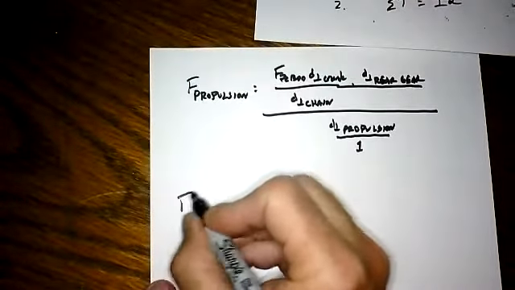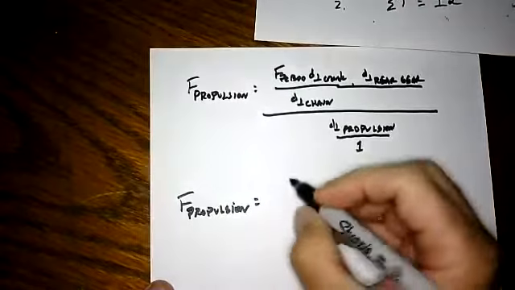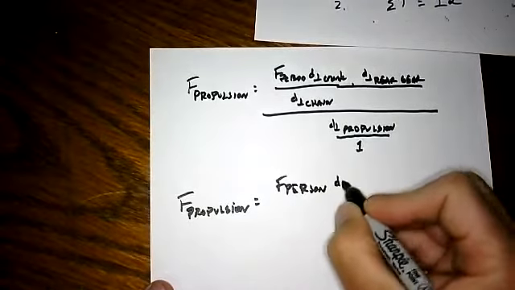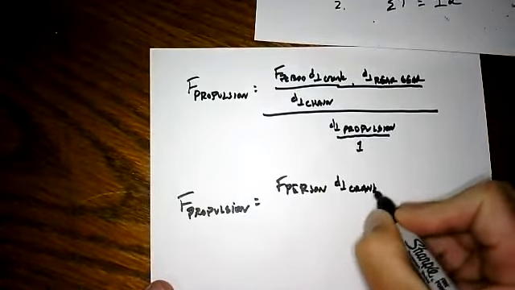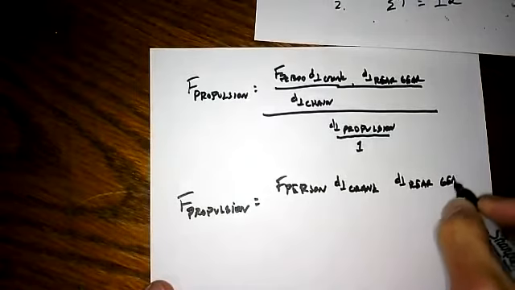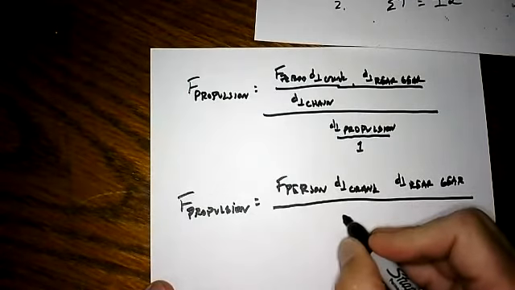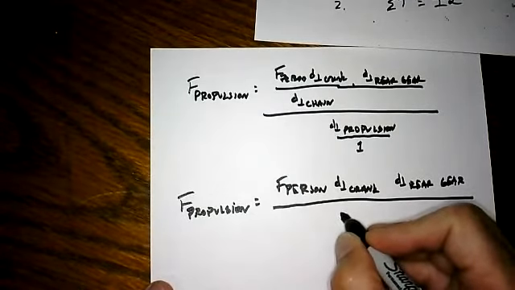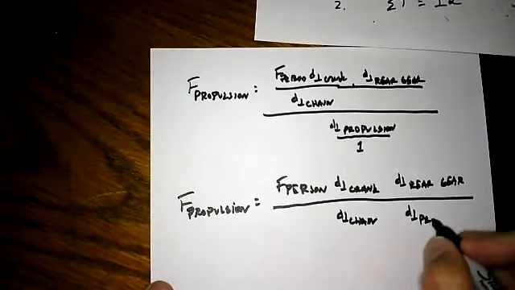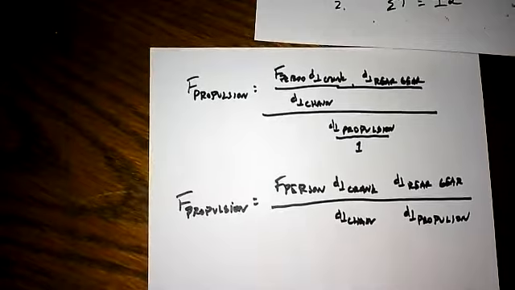F propulsion equals F person, this is what the person is doing, times D perpendicular crank, that's the length of the crank arm, times D perpendicular rear gear, that's the size of the cog, divided by, let's do it this way, D perpendicular chain, D perpendicular propulsion. Okay, perfect. This is what we want, this equation.